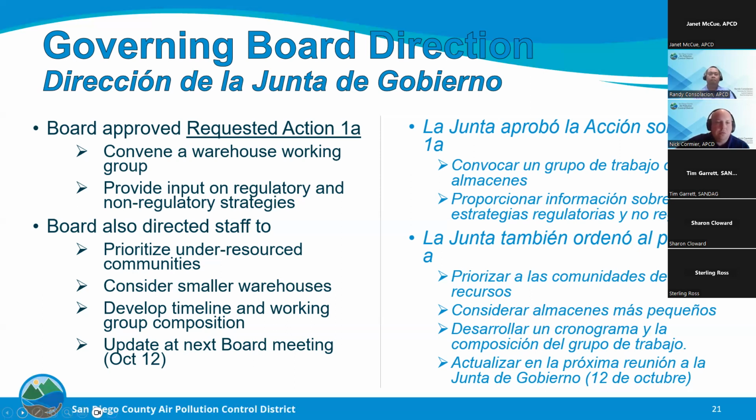While the working group explores these alternatives, district staff will continue to track the South Coast Air Quality Management District litigation to ensure that the outcome is accounted for in any possible regulatory approach pursued locally. The board also directed staff to prioritize under-resourced communities, consider warehouses smaller than 100,000 square feet in size, and update the board at its next meeting on October 12th with a proposed timeline for action and composition of the working group. Next slide, please.